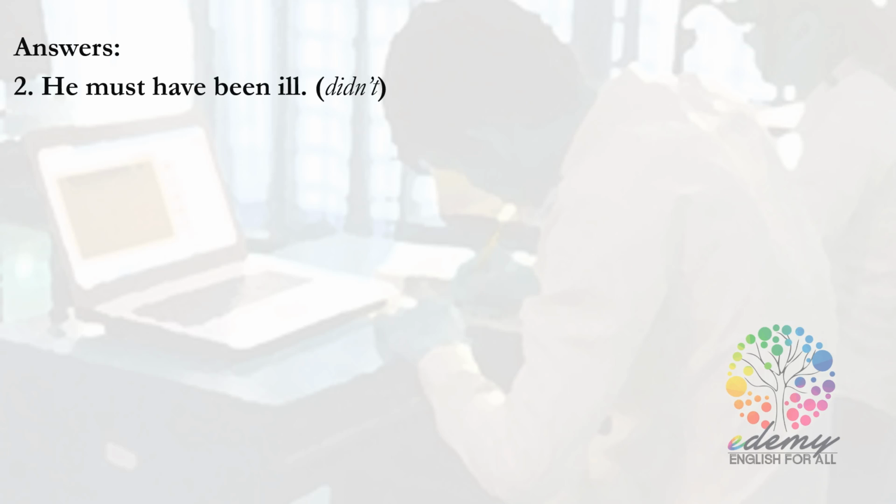Number 2, we have the sentence that John didn't come to school yesterday. And we have the words must and ill in the bracket. So, I will explain why we use must have been in the past tense. The clue is in the first sentence, we use the word didn't. It means John didn't come to school yesterday. So the word didn't here indicates that it is the past tense, right? The sentence is in the past. So, the response should be made in the past as well. Like, he must have been ill.